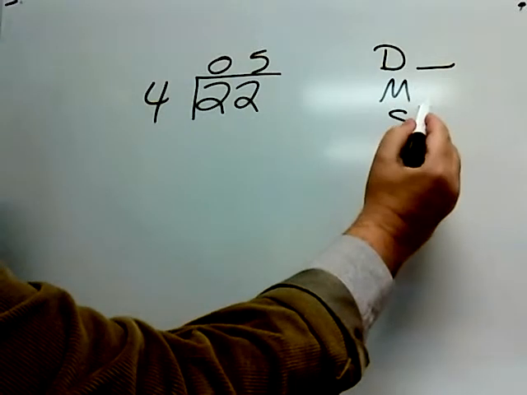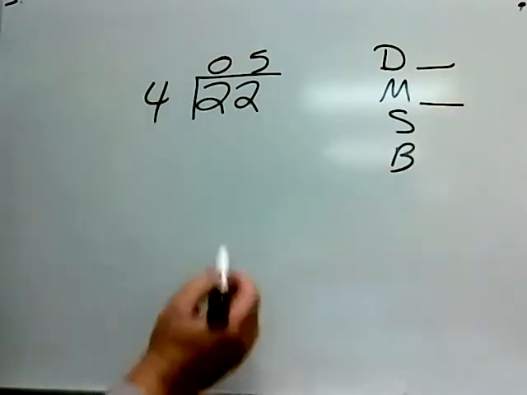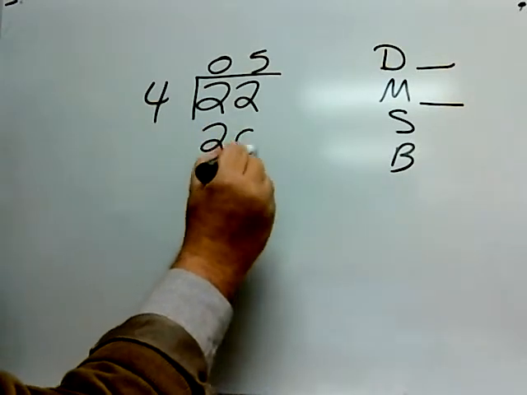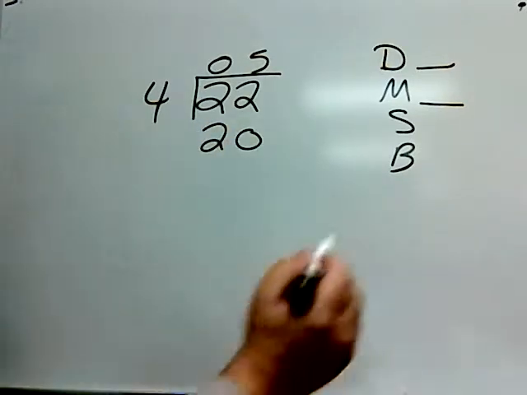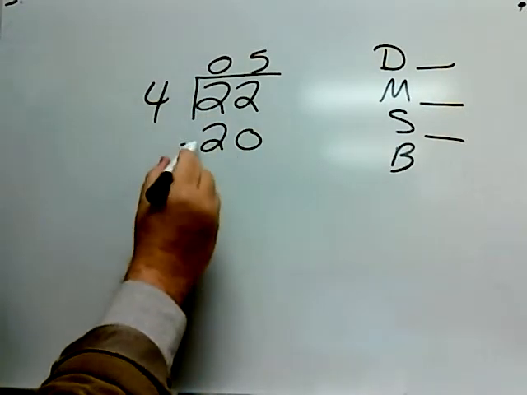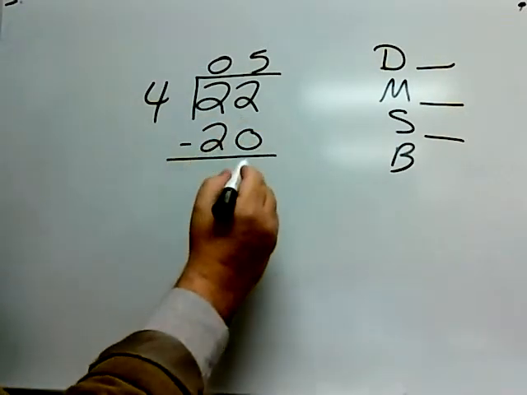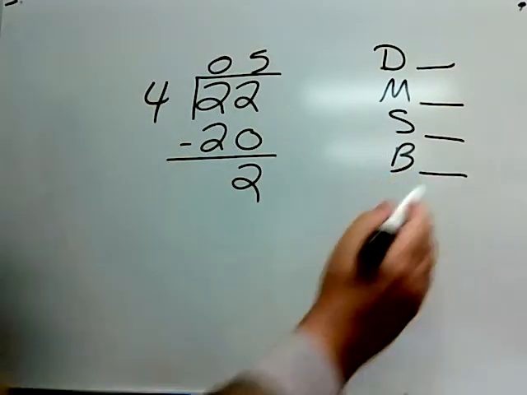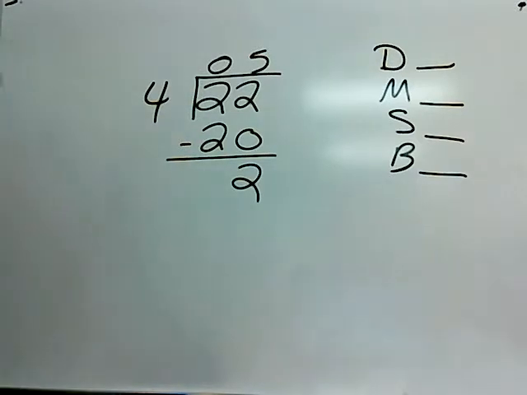After I divide, of course I multiply. 5 times 4 is 20. My next step will be to subtract. 22 take away 20 is 2. My next step would be to bring down, but there's nothing to bring down. There's no number there that I can see.